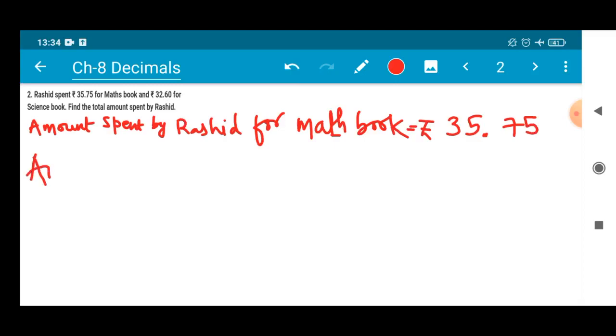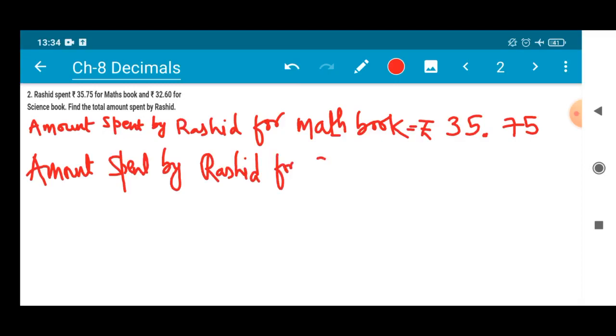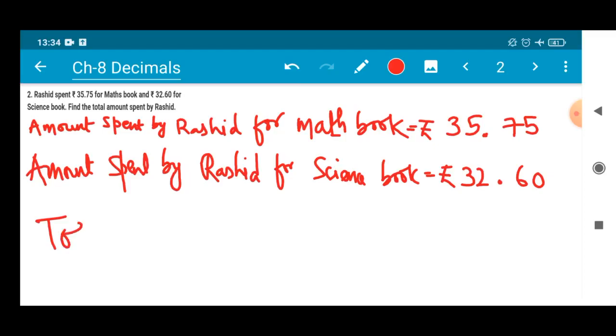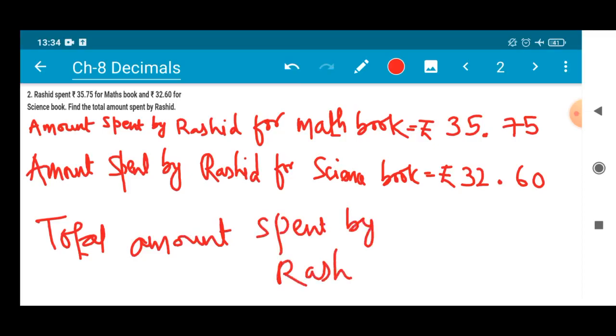So similarly you'll write amount spent by Rashid for science book will be equal to rupees 32.60. Now how much total amount Rashid spent, that we have to find, right? So you will write total money or amount. Let's write amount only, as we have started with amount only. So total amount spent by Rashid is equal to, add these 2, you'll get the value, isn't it?